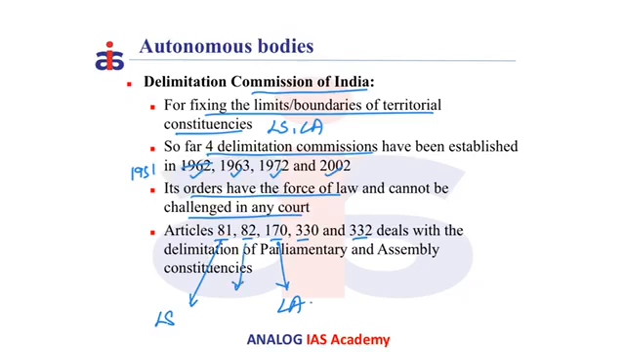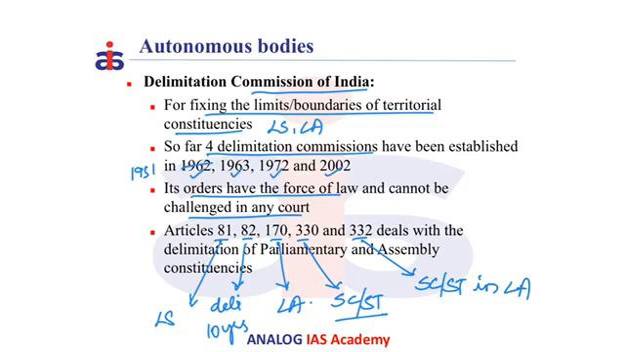Article 82 talks about the delimitation commission based on the census that is carried out once in 10 years. And Article 330 deals with the distribution of seats for scheduled castes and scheduled tribes. Article 332 deals with the distribution of seats for scheduled castes and scheduled tribes in the Legislative Assembly, while 330 deals with the same in the case of the Lok Sabha.